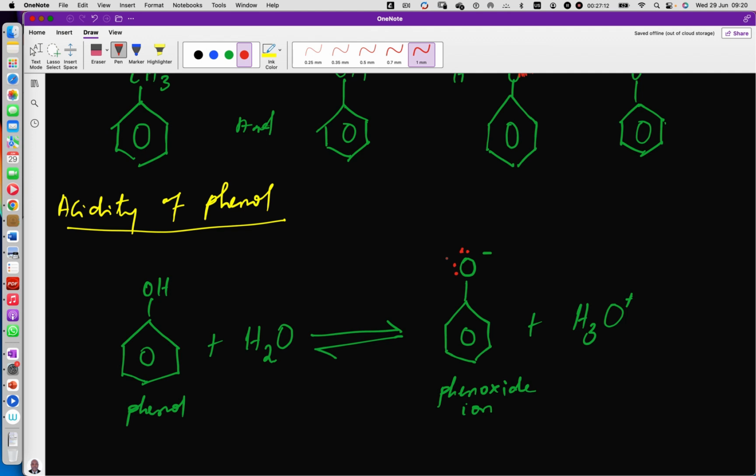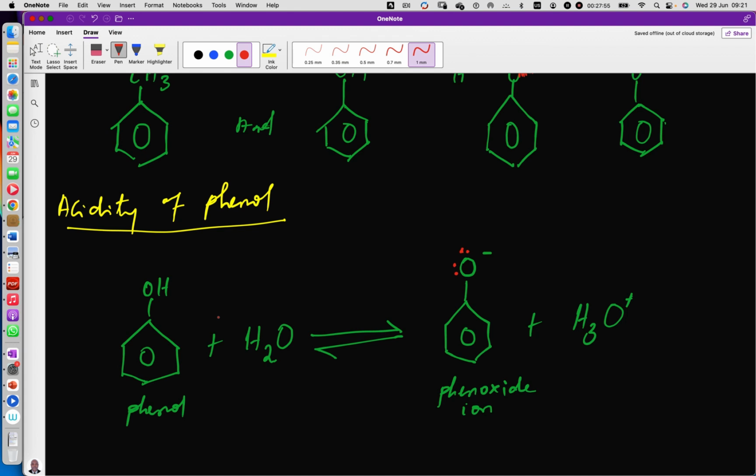is stabilized by this partial negative charge over the benzene ring. So you see, the phenoxide ion formed as a result of this reaction is the conjugate base. It is stable and less likely to react with the hydrogen ion to give the phenol. This is a conjugate base.